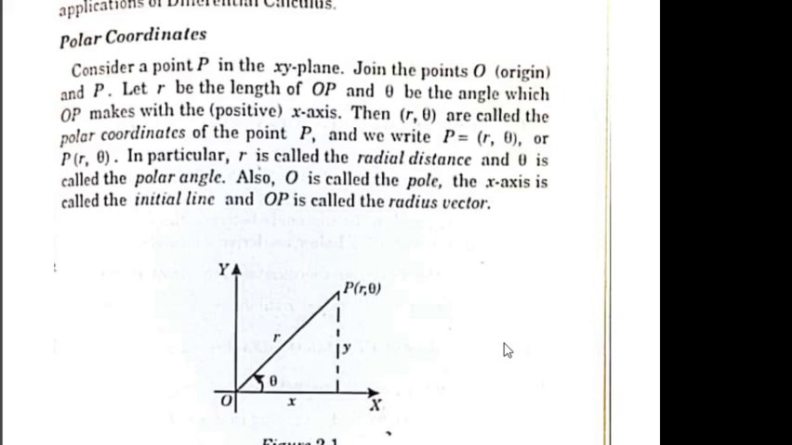So let us start polar coordinates and polar curves. What are polar coordinates? Polar coordinates are the coordinates which are used to locate a point P in a plane. You know what the Cartesian coordinate system is. Cartesian coordinate system means what? It is a system which is used to locate a point P in a plane.